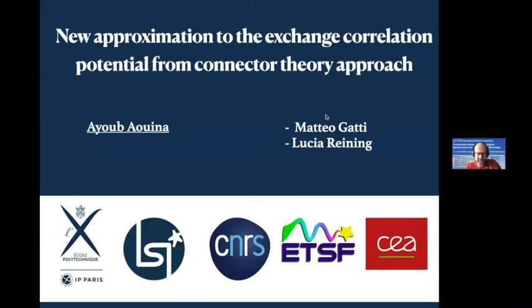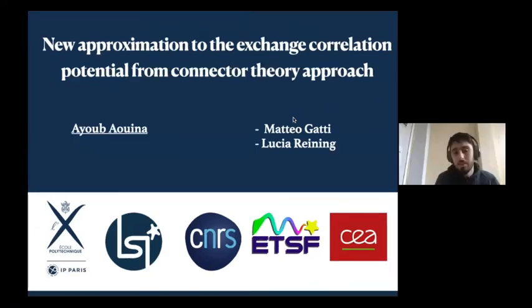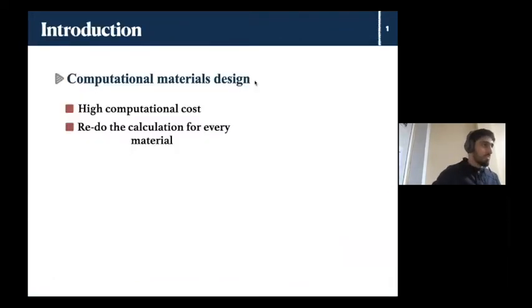Today I will speak about part of my PhD work under the supervision of Matteo Gatti and Lucia Reining. It was about developing new approximations to the exchange correlation potential from a connector theory approach. So let's start from the beginning of the story.